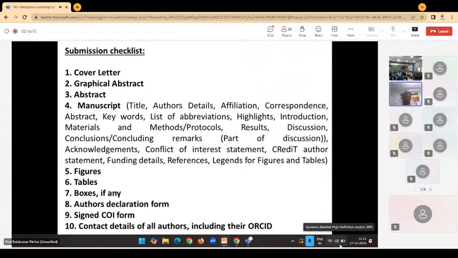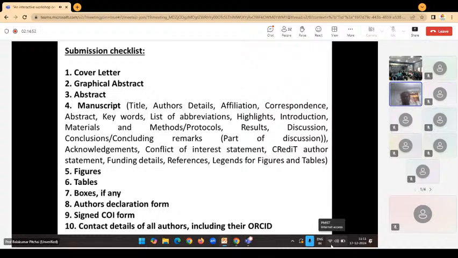Yes, you can provide it. Then you should include a separate page for highlights. Highlights means 5 bullet points. Each bullet point should have 80 characters with spaces, and you say what you have done, what was the result, and what is the conclusion. That's simply 5 bullet points. If anyone wants to see your highlights, they should be able to understand the entire work within 1 minute.